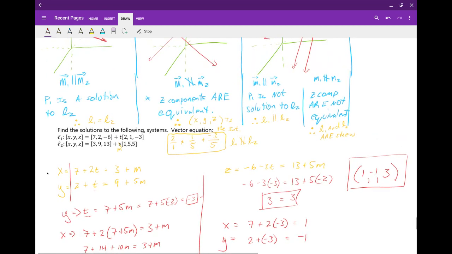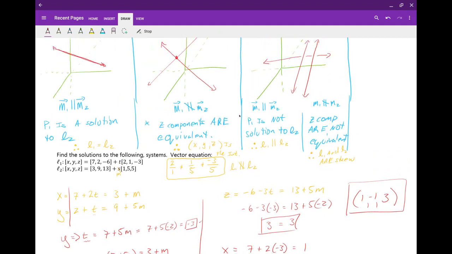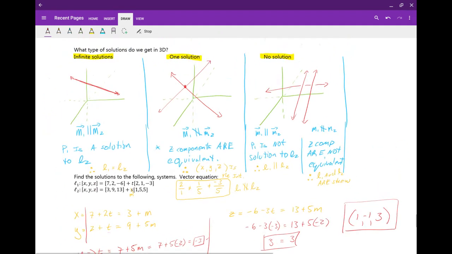What would happen? I would have known here, I would have gone here. This would have been the answer over here where I'm pointing the mouse now. If I got something like 3 is equal to like 7 down here, then I would have said the z components are not equivalent. Therefore, the two lines don't touch, but they're not parallel because I've already verified that they're not parallel. So just a quick thing there.